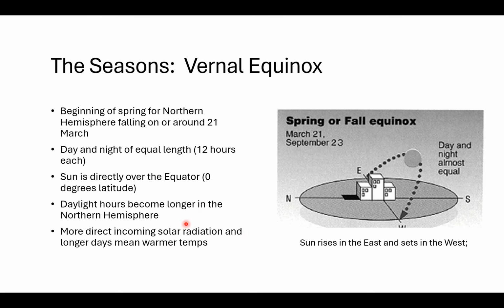We're starting to see more direct incoming solar radiation and longer days, and that generally relates to warmer temperatures. And again, just like the fall equinox, the spring equinox, or vernal equinox, the sun is going to rise directly in the east and set directly in the west.